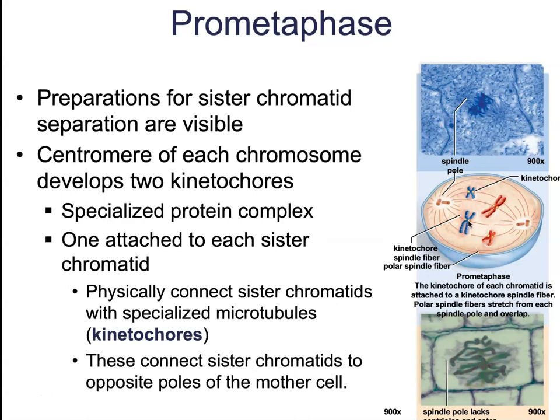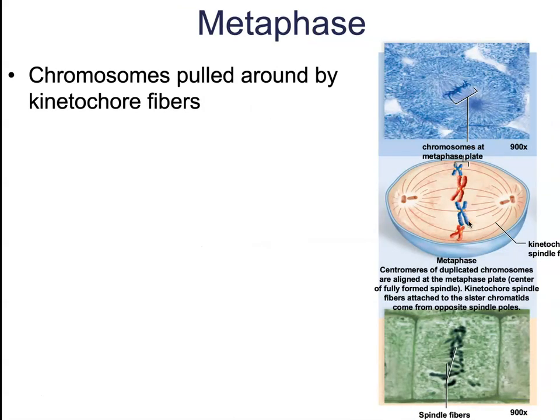These connect the sister chromatids to the poles at the opposite ends of the cells. This is where the handle that the spindle fibers are going to hold onto to physically pull these sister chromatids apart. Metaphase is next. Metaphase is where we push and we pull and we line up our chromosomes right down the center of the cell.